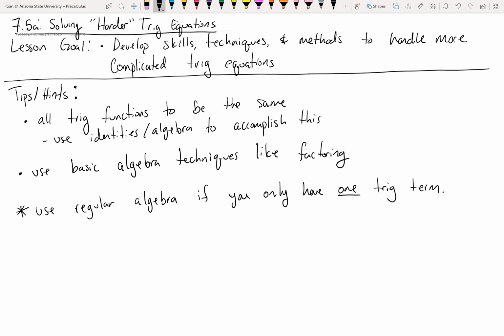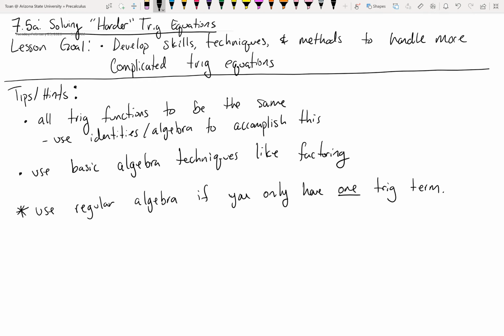So 7.5, we'll be talking about solving, quote, harder trig equations. Now, I put the word harder in quotes because they're really not more difficult. It's just not as straightforward or plain as the problems we saw in 7.4. Remember, the whole point of 7.4 is just to get us used to and accustomed to the idea that solutions to trig equations are infinite due to the cyclical nature of angles.